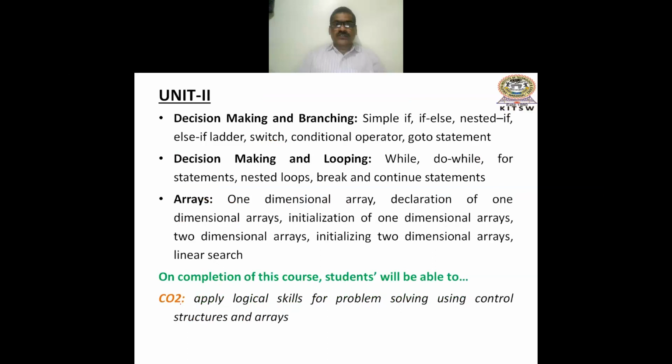Unit 2 majorly deals with decision making and branching statements, decision making and looping statements, and arrays. These are the three major topics that we are going to study in unit 2. On completion of this second unit, the student will be able to apply logical skills for solving problems using control structures like branching and looping, as well as arrays, to solve a given application.